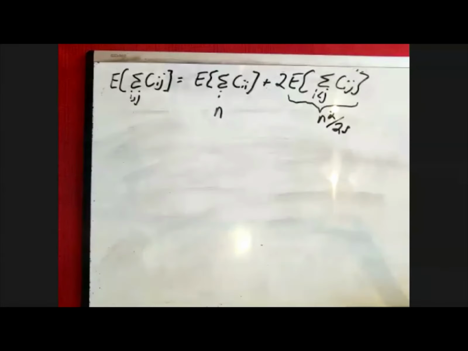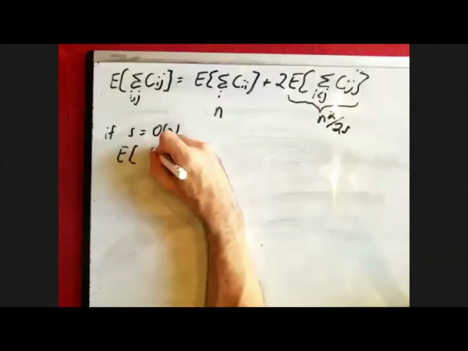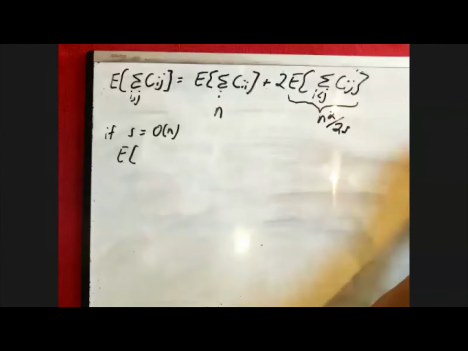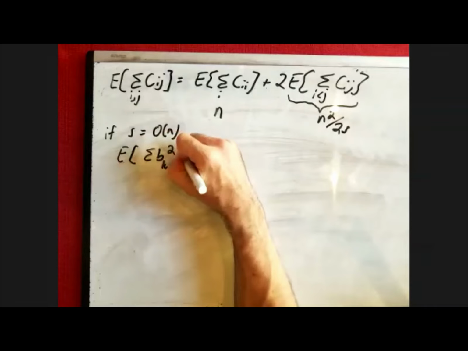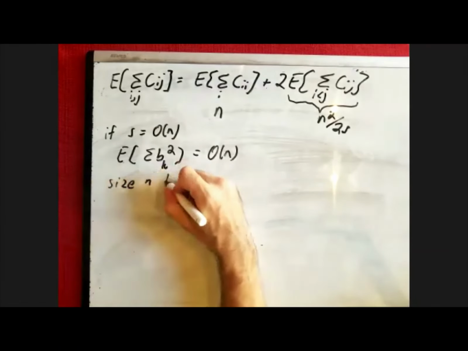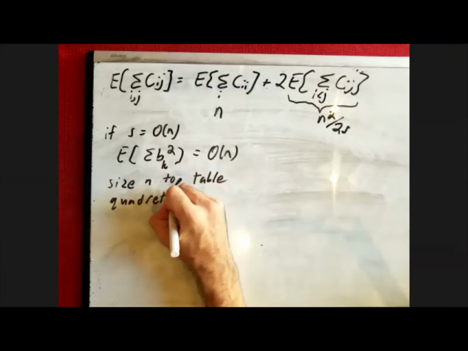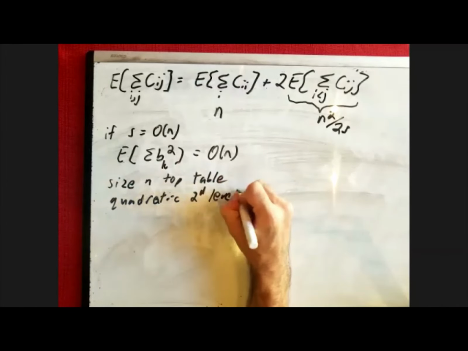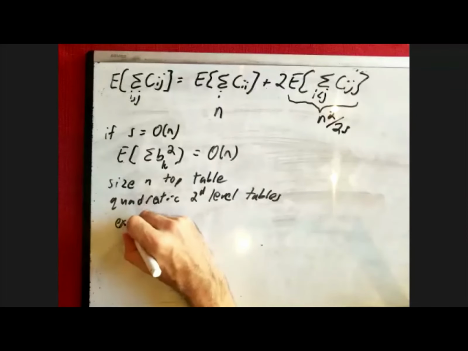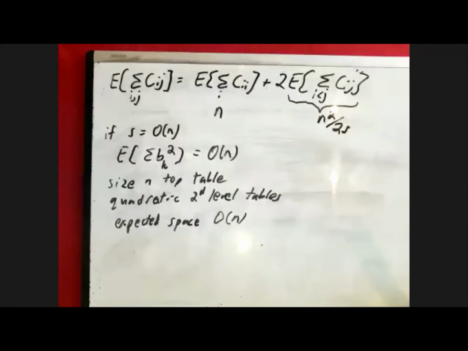So the quantity we wanted to compute, if we set S equal order N, then the expected sum of CIJs, or sum of BK squareds, is order N. In other words, if we use a size N top level table and then use quadratic second level tables, then the expected space usage is order N. Linear space and constant time lookups. Any questions?